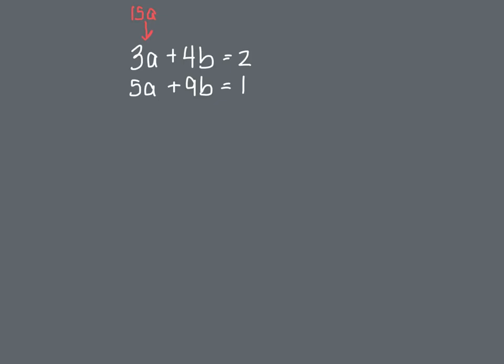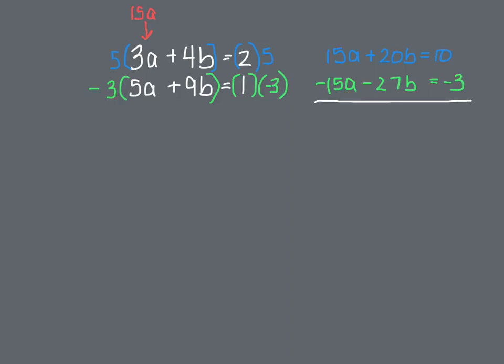I've decided to eliminate the a's because multiplying by 3 and 5 is much smaller than multiplying by 4 and 9. So I multiply the top equation by 5 to get 15a, and I multiply all terms in that equation on the left side and the right side. Then, since the bottom equation has a coefficient that's +5, I need to multiply the entire second equation by -3 to get the opposite of 15a, -15a, and continue multiplying across. Now I can combine like terms, and the a values will cancel out.